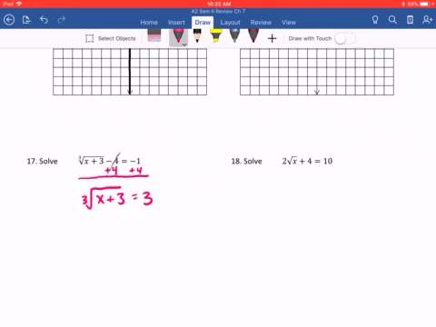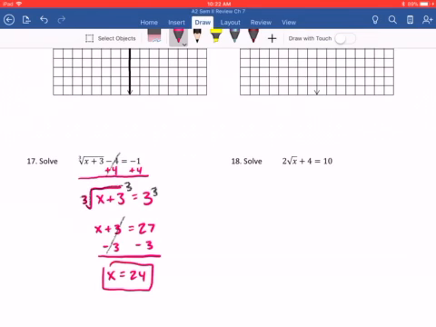Now, if you remember, we're trying to get x by itself, so we have to get rid of this cubed root right here. And in order to do that, we're going to just cube both sides. Because the cubed root and a power of 3 cancel out, so we're just left with x plus 3 equals 3 cubed, which is 27. And if we subtract 3 from both sides, we end up with our answer, which is 24. All right. So I'll leave 18 for you for some practice.